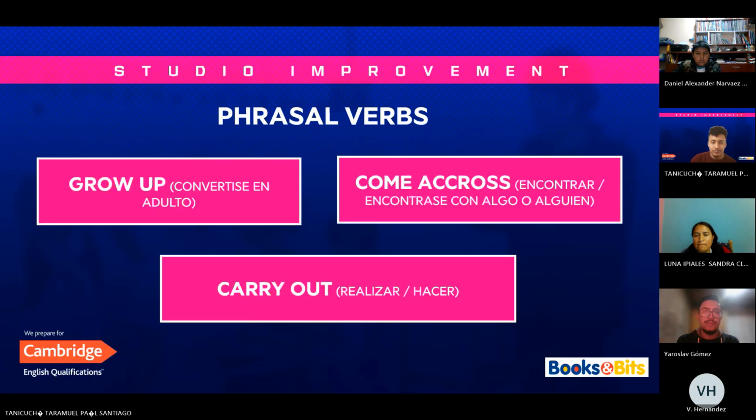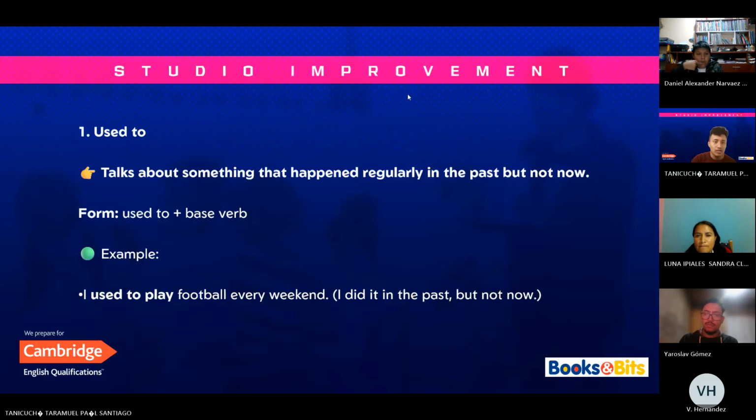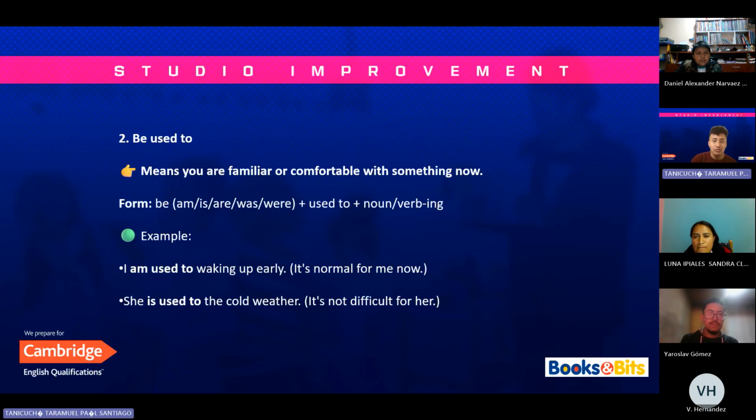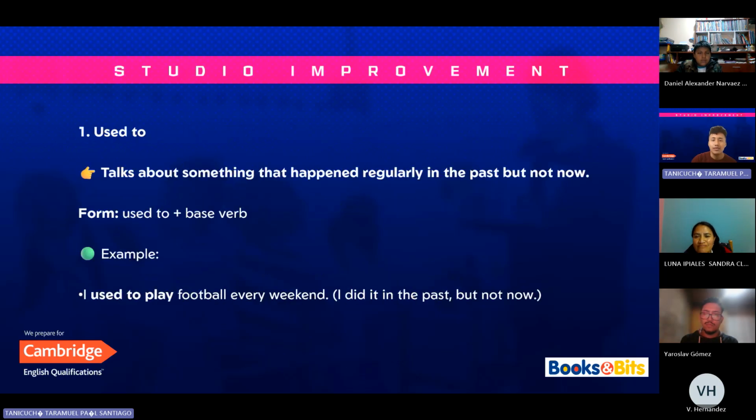I'm going to give you the uses of used to, be used to and get used to, okay? And would as well. We're going to start with used to, please. Pay close attention to this. We use this phrase used to talk about something that happened regularly in the past, but not now, not in the present, okay? And the correct grammatical form is used to plus the verb in the base form, okay? For example, here you are. I used to play football every weekend. So I did it in the past, but not now, not in the present, okay? In Spanish, we say used to: solía. You see? Okay? This is it.